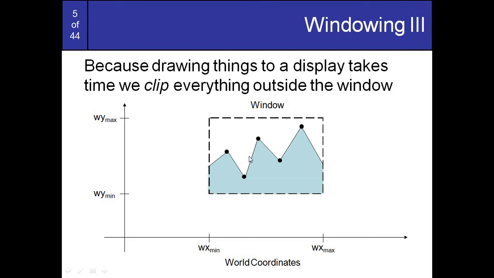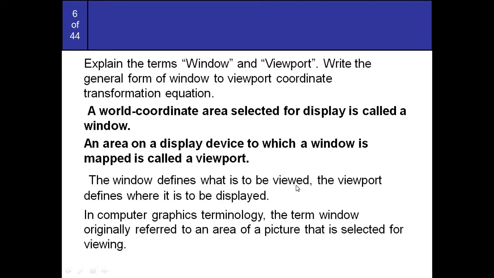Now, because drawing things to a display takes time, we clip everything outside the window. What this means is that outside this window everything will be ignored. Whatever area of the image we are interested in comes inside this window, and outside this window everything will be ignored. It is this part of the image which will be mapped to the viewport coordinates. Now the world coordinate area selected for the display is called the window. The world coordinate, that is the real life coordinates of the object, is the section of that object which is selected for the display.